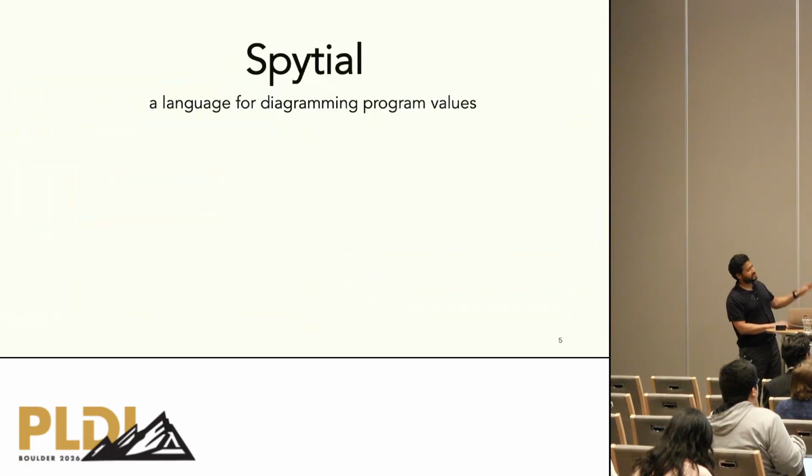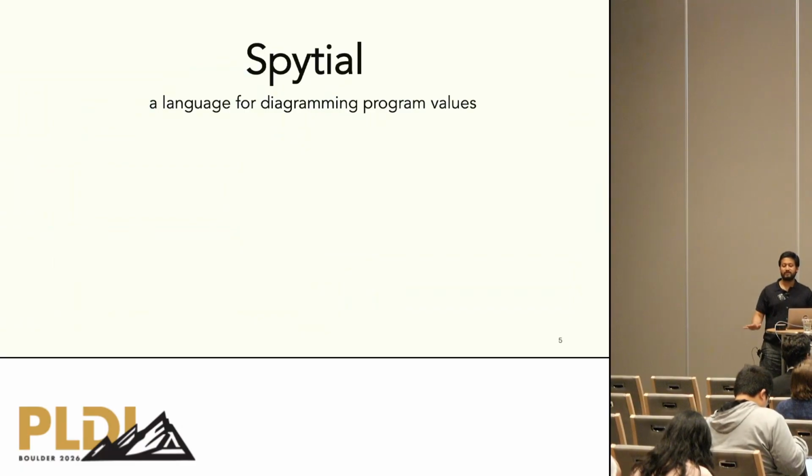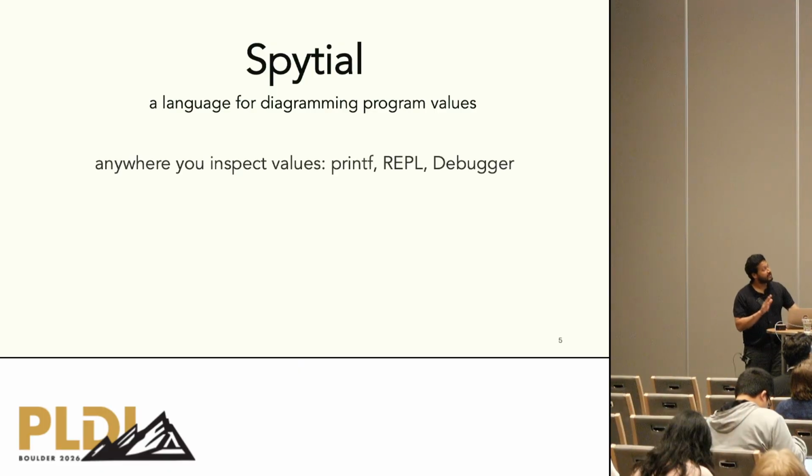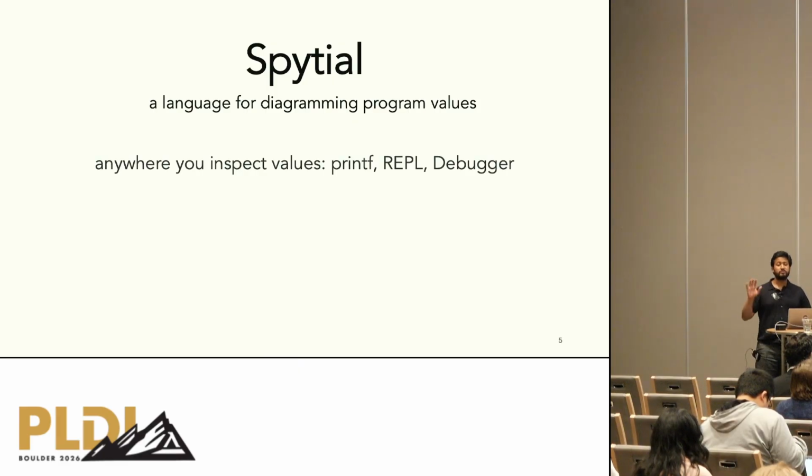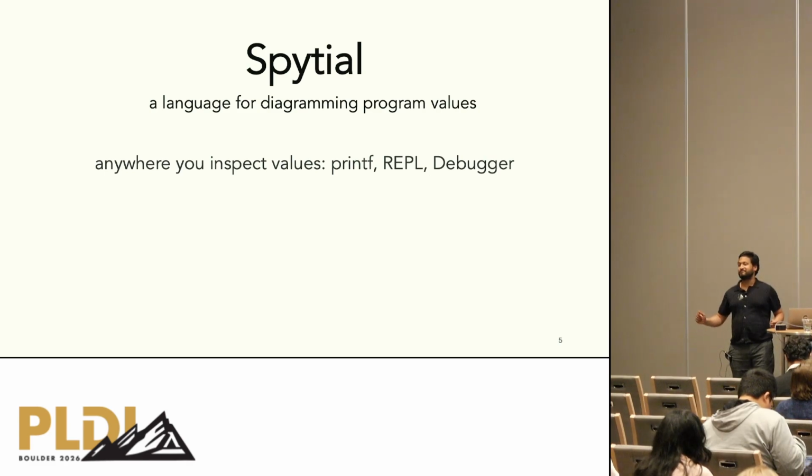This talk is about Spatial, a language designed to tackle this problem. The goal of this work is for diagrams to be as cheap as printing. Every time you inspect a value, at the REPL, in a debugger, printf, whatever, you should have the option of seeing a diagram. And I don't think I have to convince anyone here this is obviously a PL problem, right?